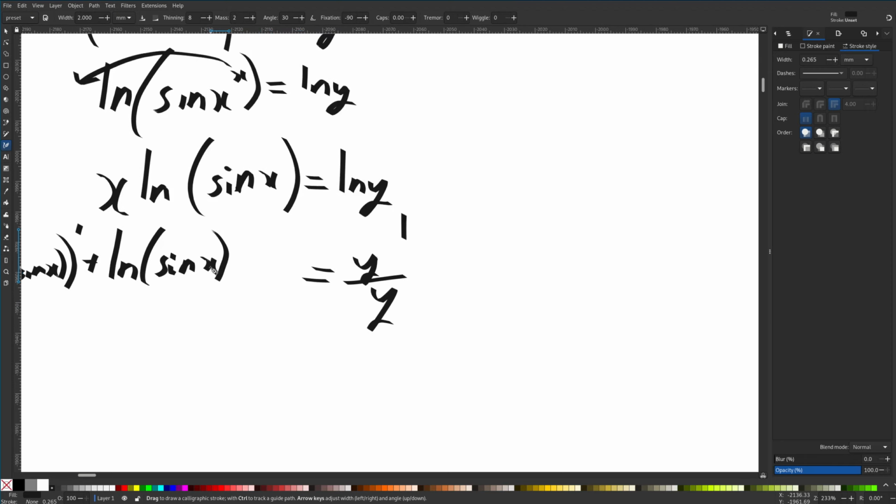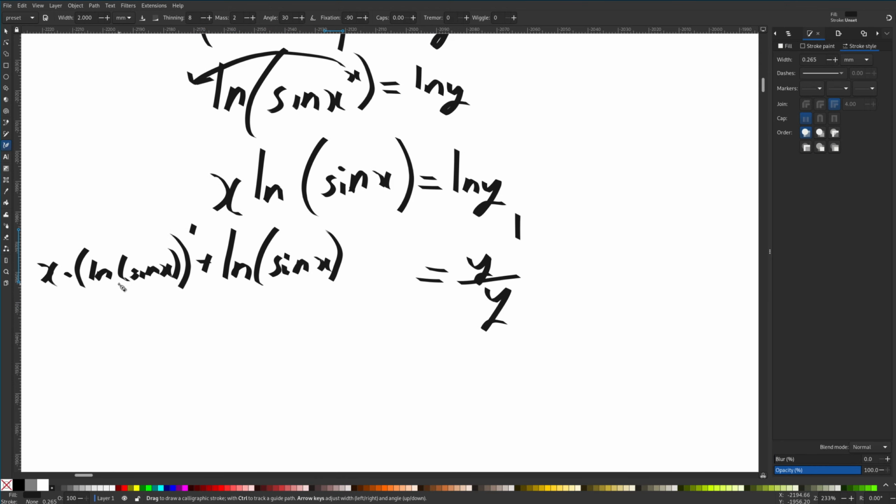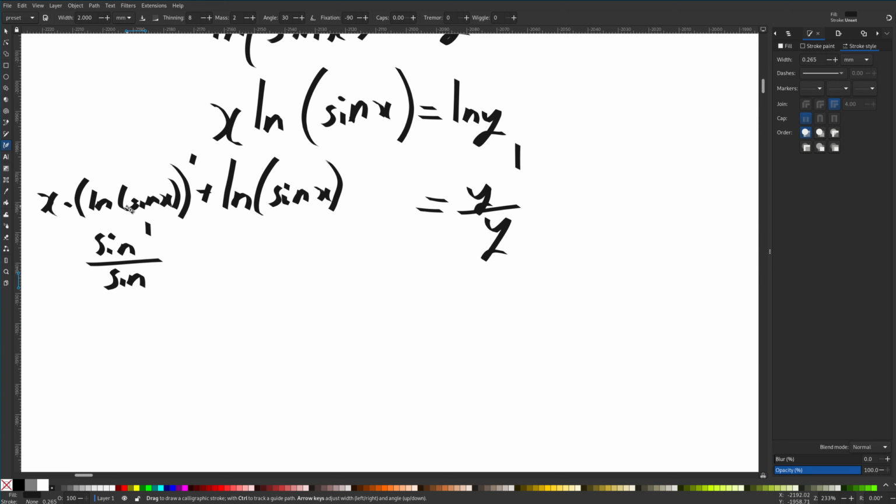Okay, to find the derivative of ln sin of x, we could either use the chain rule or the ln rule. Remember, the derivative of ln f is going to be equal to f prime over f. So here we're going to do sine prime over sine. Sine prime over sine for this derivative. And sine prime is cosine. So this is cosine over sine, which is cotangent. So this derivative is just cotangent.